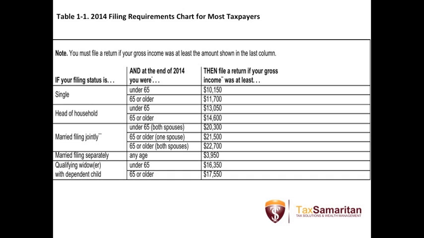As indicated by the title of the chart, filing requirements for most taxpayers, there are always exceptions to the rule when it comes to U.S. taxes, which can further complicate matters. There are other situations where a tax return may still be required, even if your gross income is below the filing threshold. For example, if your net earnings from self-employment were at least $400, then a tax return would still be required to be filed.